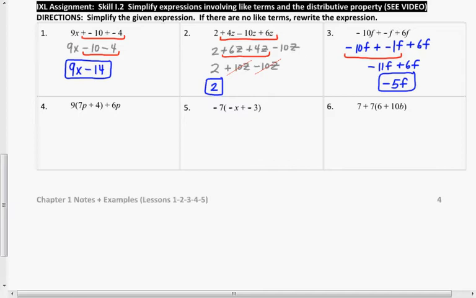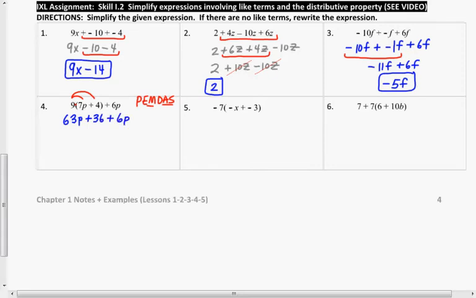All right, next one. Okay, let me remind you of this. Order of operations, PEMDAS. You have to multiply before you can add or subtract. And so in this expression here, there is multiplication right there. 9 times the quantity 7p plus 4. So we'll use the distributive property first and write this as 63p plus 36 plus 6p.